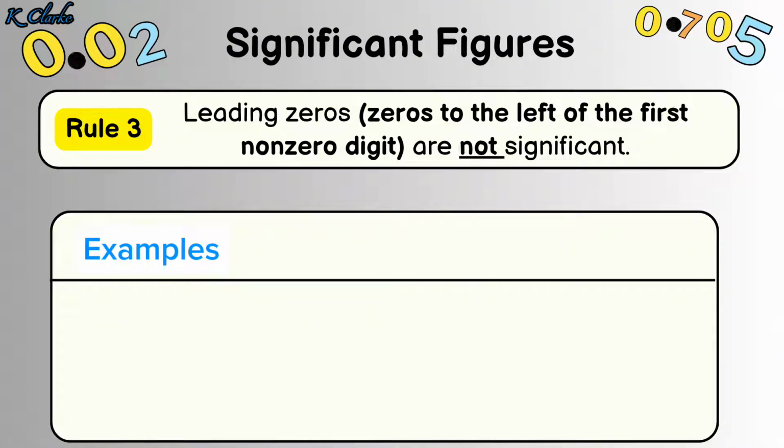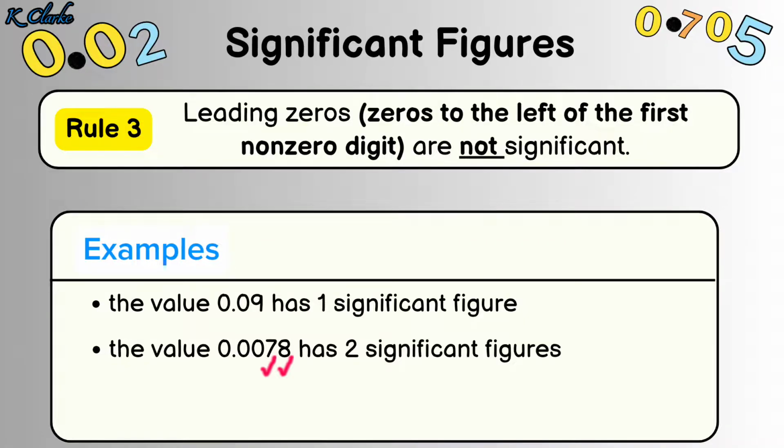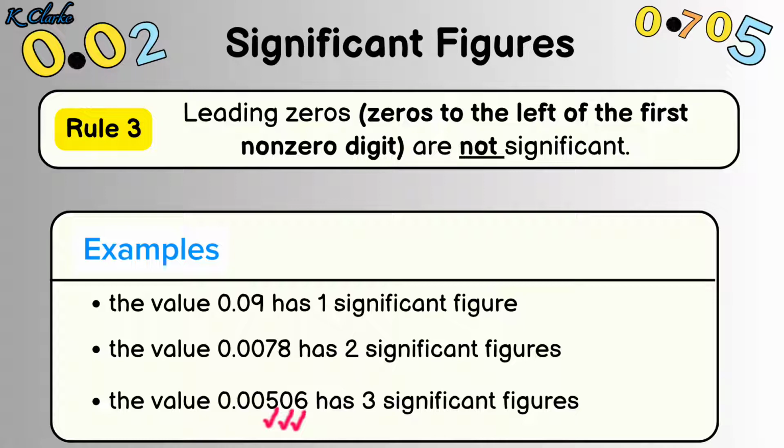Examples: the value 0.09 has 1 significant figure, which is only the numeral 9. The value 0.0078 has two significant figures. The value 0.00506 has three significant figures.